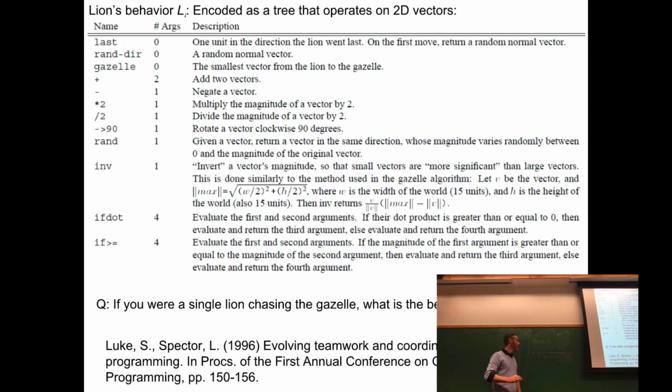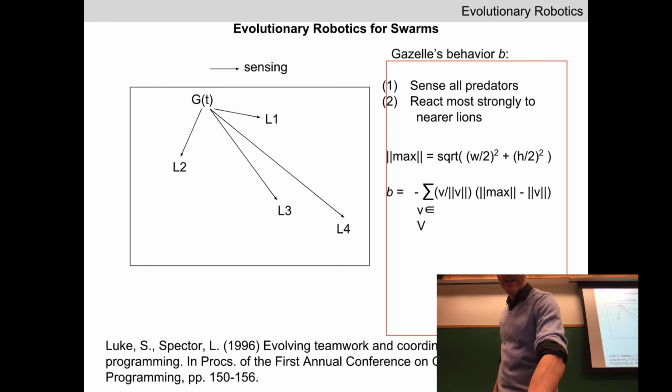Okay, so let's make a random genetic programming tree, and the only thing in that tree is 1 variable, which is last. So every time I execute this function, it returns not a number but a vector, which is the vector the lion traveled in at the last time step. Let's say I take that 1-node tree and I drop it into each of the 4 lions. We know what the gazelle is going to do, and we turn on the simulation. What happens?